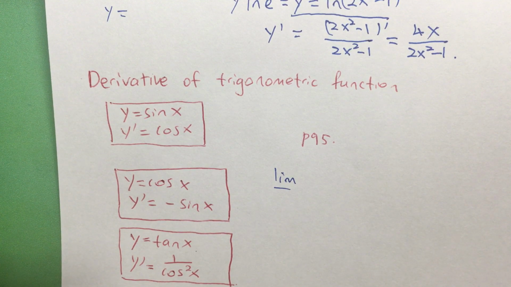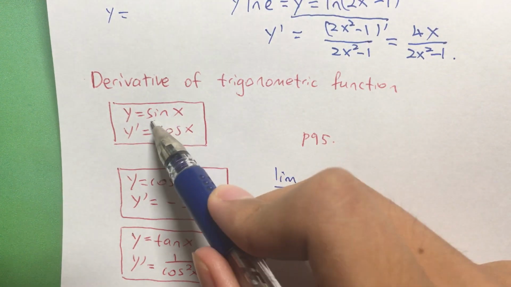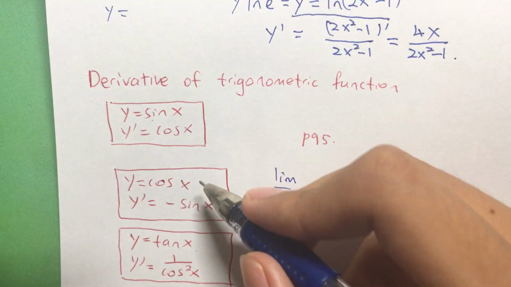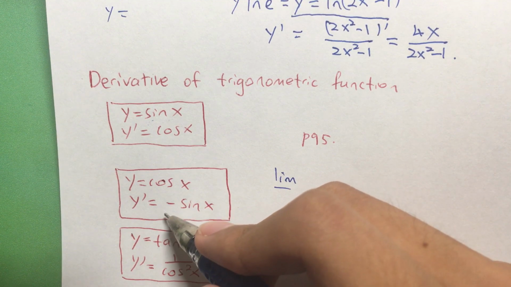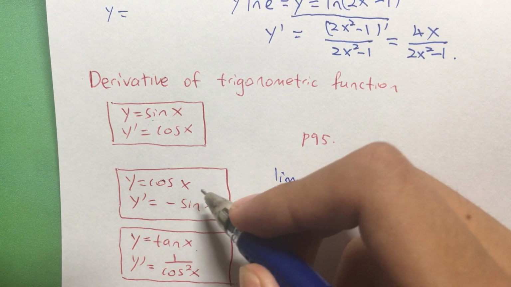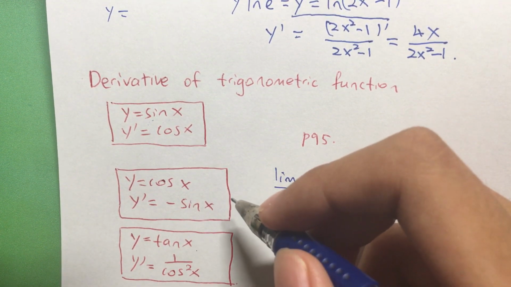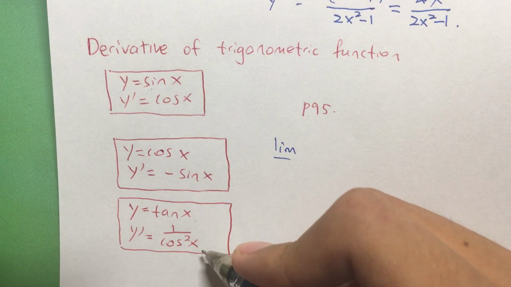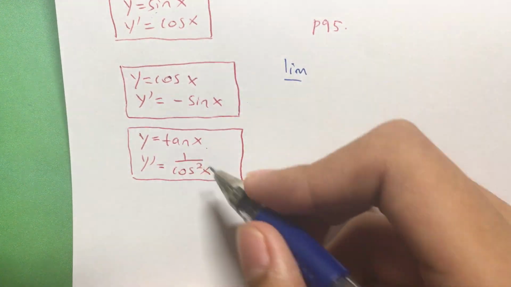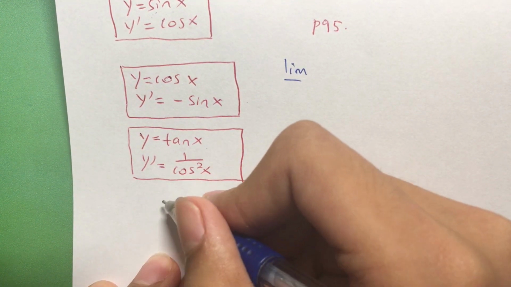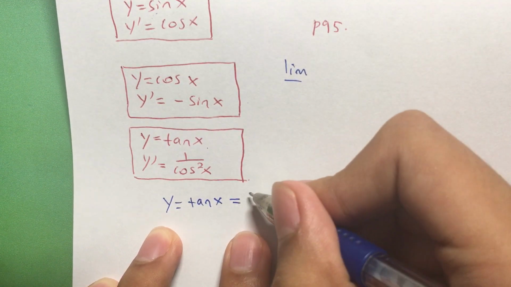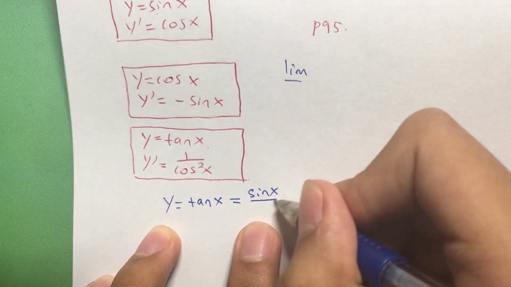To remember this is quite easy. When you see sine x, it will convert into cosine x. And when you have cosine x, it will convert to negative sine x. And for tangent, it will be 1 over cosine squared x. For tangent x, I can prove it for you: y equals tangent x, and tangent x is equal to sine x over cosine x.